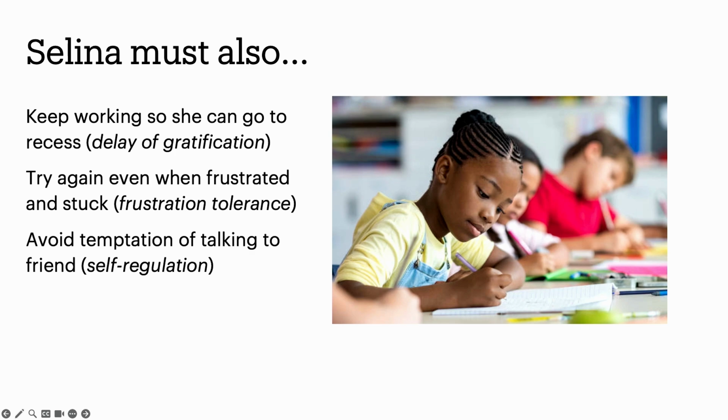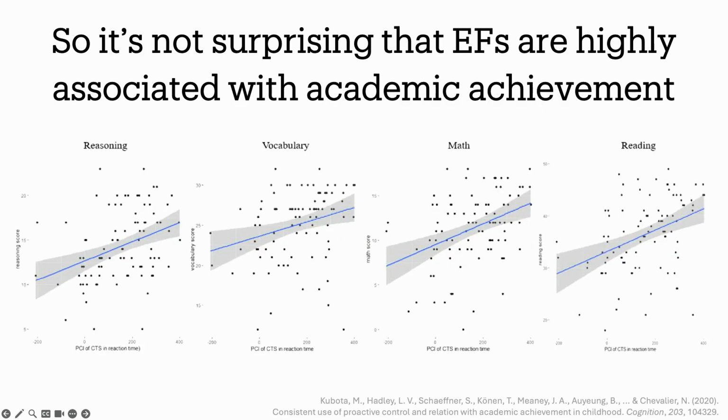She's also got to engage her hot executive functions, right? So she's got to keep working so she can go to recess. She's got to try again, even if she's frustrated and stuck. And she's got to avoid temptation, like talking to a friend. So it's not surprising that these executive functions are so important for lots of things.